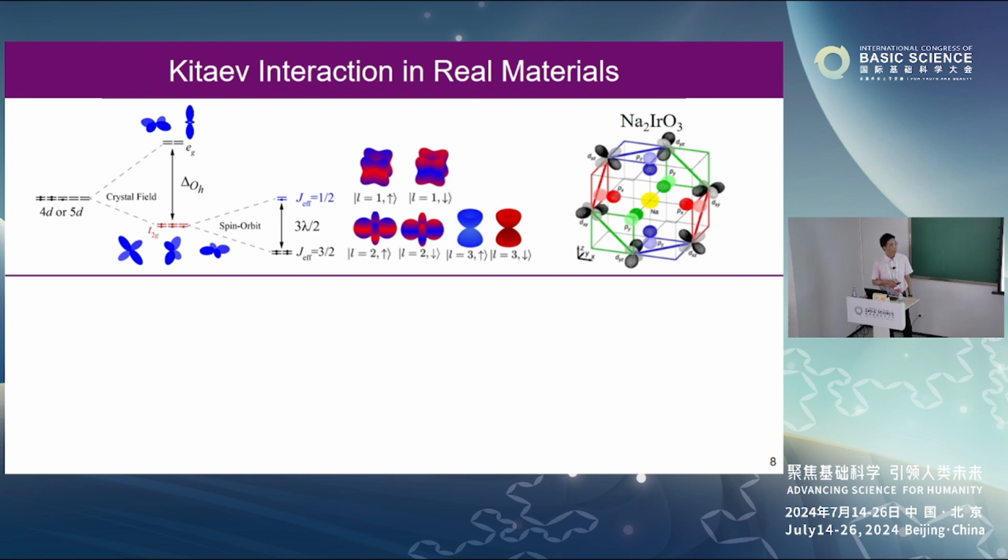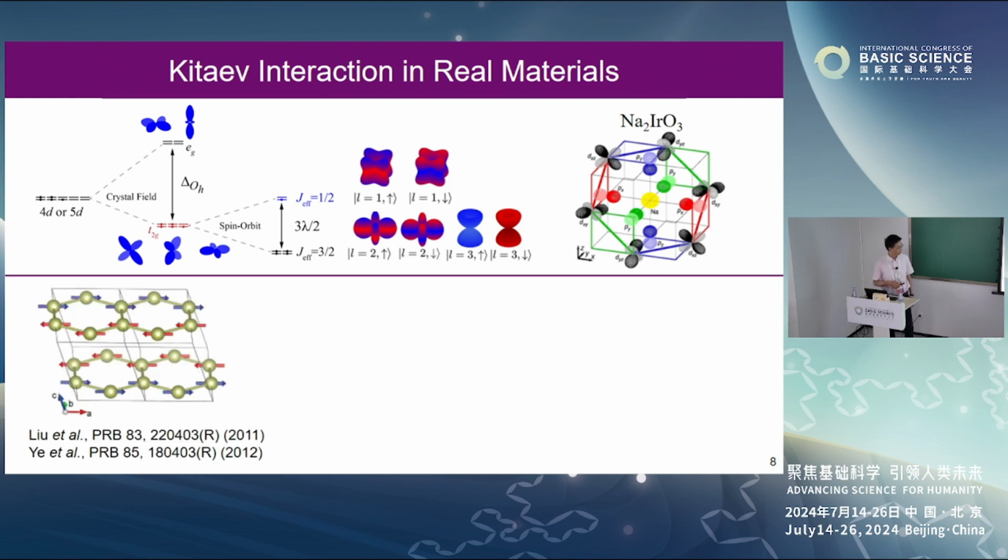And people even proposed that it may be realized in this material, sodium iridate. But the reality is that our experimental colleagues found that the ground state for this material is actually not a quantum spin liquid. It actually has this kind of long-range order. This is the zigzag order. So it is not a quantum spin liquid, but zigzag long-range order instead.